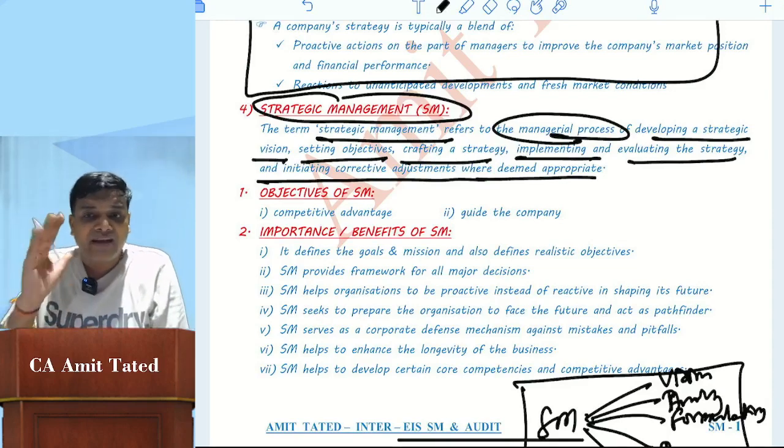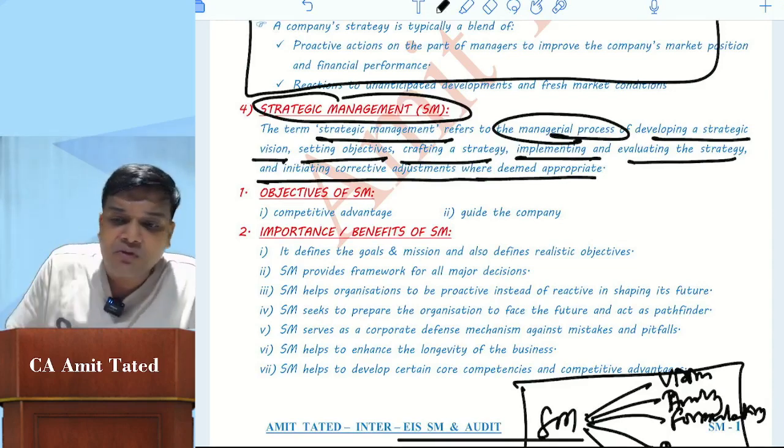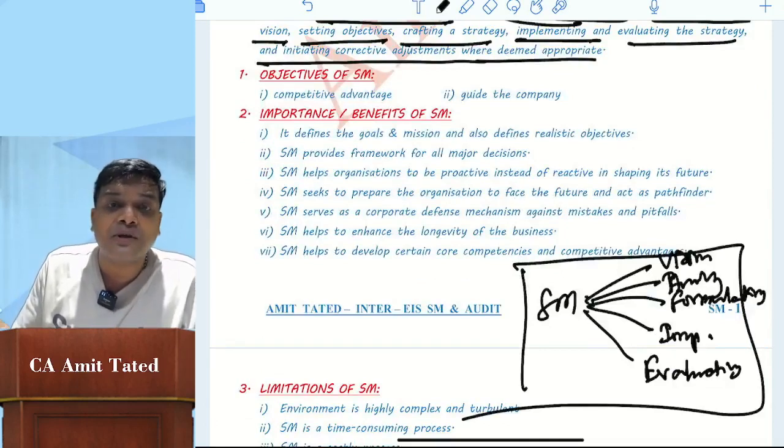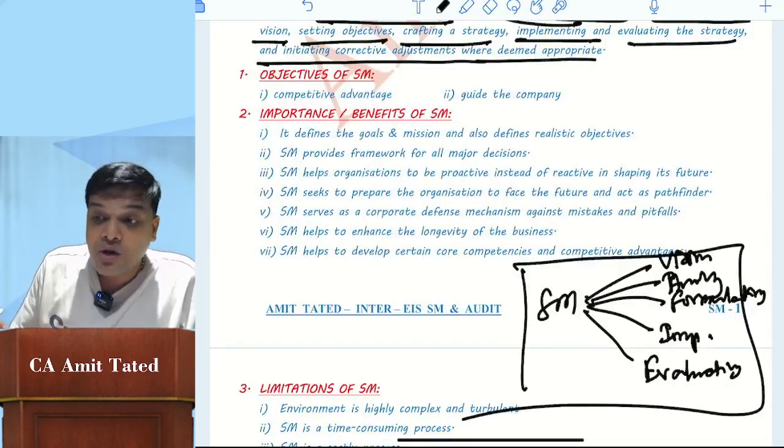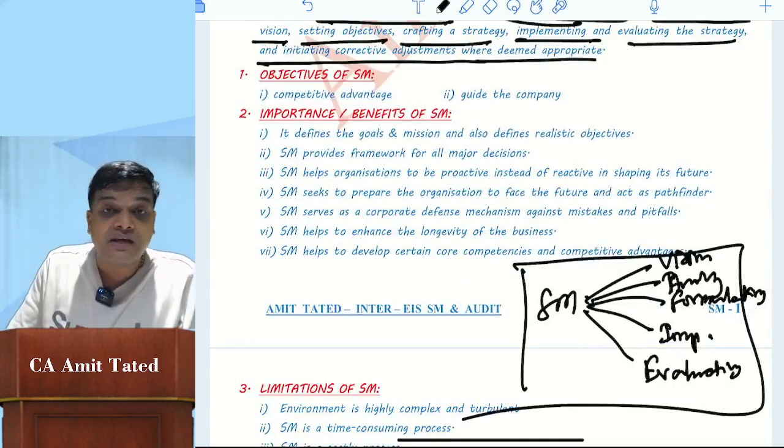I do think everybody is getting the concept. Amit Tated will be having 5 things. What are the 5 things, Malik? Amit Tated is having vision, mission, goals, objectives, analysis, formulation, implementation, and evaluation. Bharat Mata ki jai, Malik.